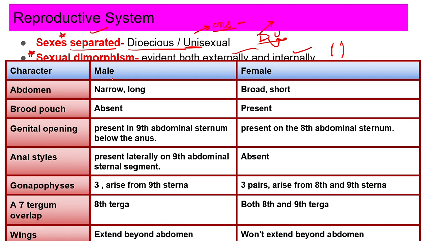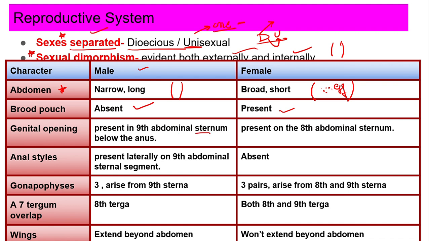Let's see how. If we talk about the male and female, the first character is the abdomen. The abdomen will be narrow and long in the male, and in the female it is going to be broad and short. Why broad and short? Because it is going to carry eggs, right? Now, the brood pouch is absent in male and present in female. Write in the comment box that the brood pouch is formed by the fusion of how many abdomens and which abdomens.